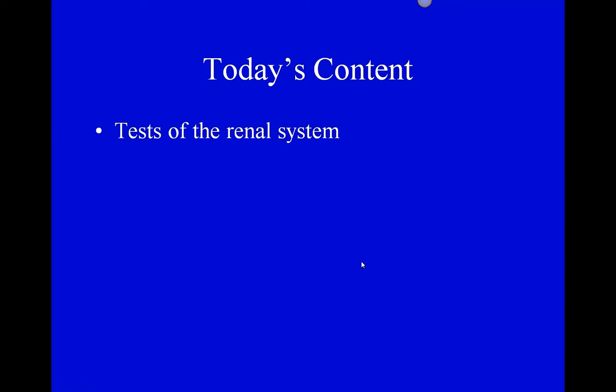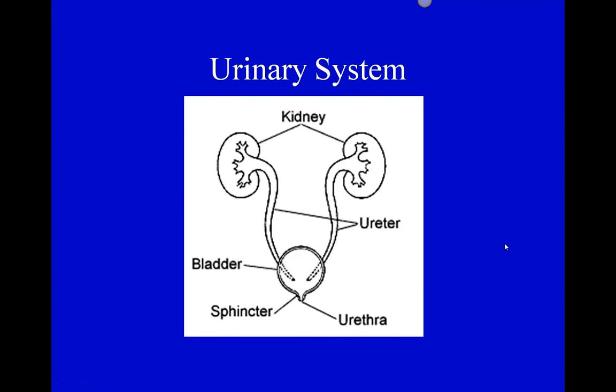All right, today we're going to look at tests of the renal system, and to do that, let's start with a really quick review. So most of us have 2 kidneys. Believe it or not, if we had 3 people in a room, there's a good likelihood that one of those people would actually have 3 kidneys. So it's fairly common that a fairly significant portion of the population has 3 kidneys.